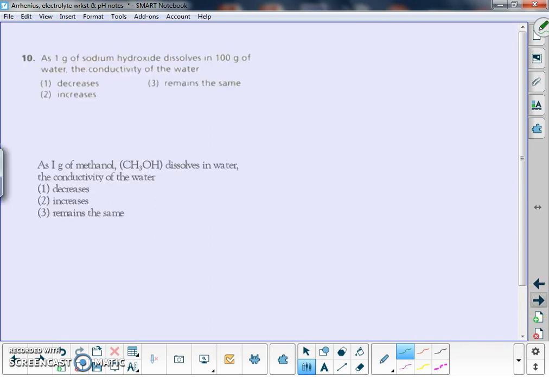Number 10, as 1 gram of sodium hydroxide dissolves in 100 grams of water, the conductivity is, well, sodium hydroxide is an electrolyte, and as you add some electrolyte into water, the conductivity of the water will increase.